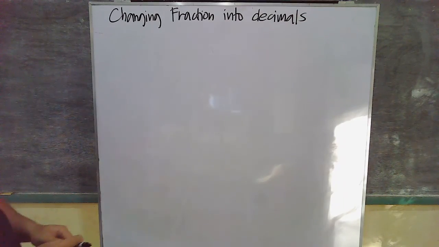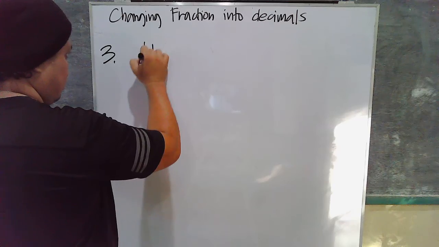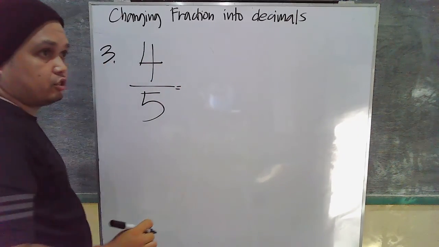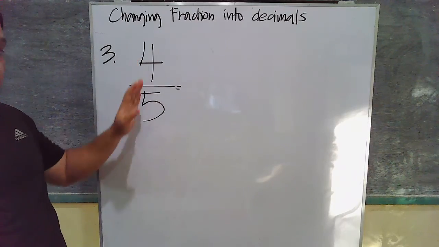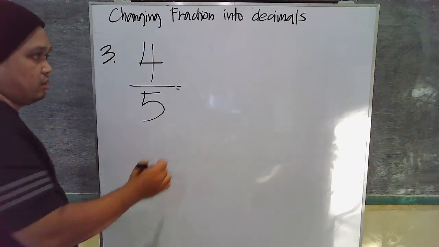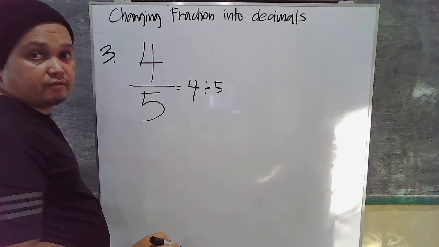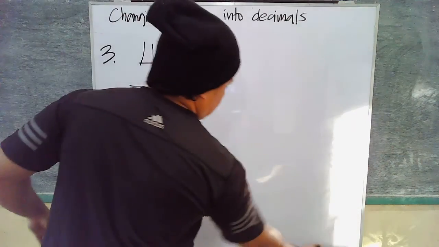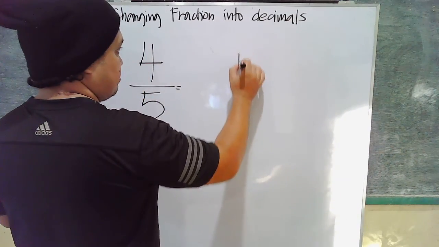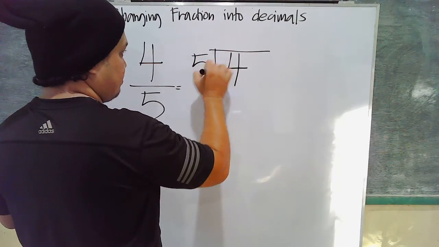Let's have 4 over 5. We're going to change 4/5, in fraction form, into a decimal number. How? By dividing 4 divided by 5. Let's divide, 4 for our dividend and 5 for our divisor.